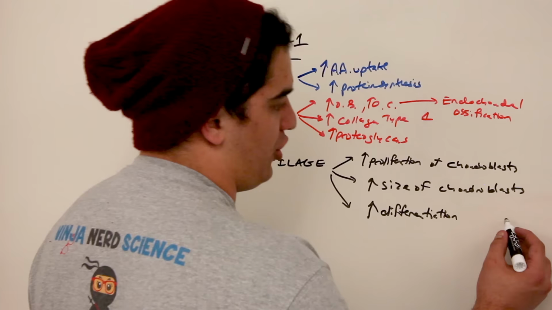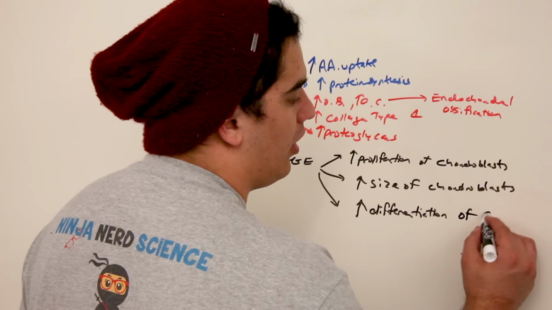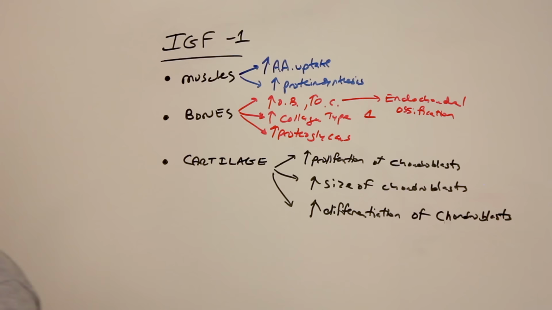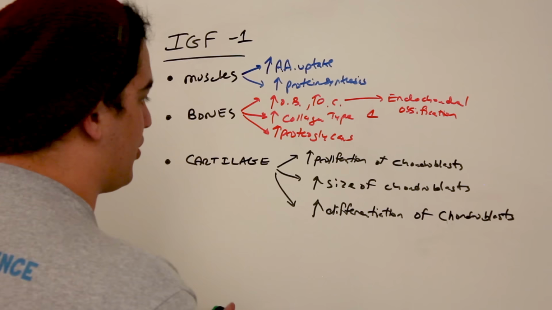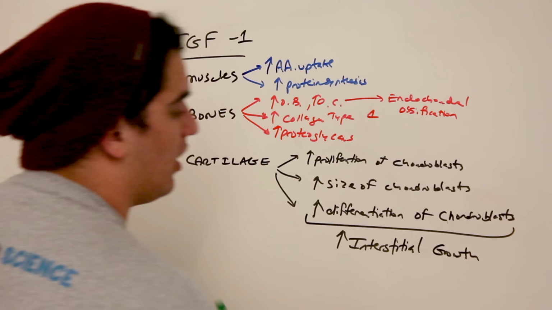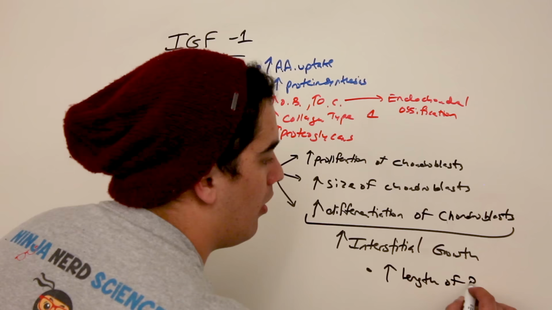So differentiation of, we'll say, the chondrocytes or the chondroblasts, right? So eventually this would actually lead into bone tissue, right? And what's the overall result of this? An overall result was an increase in the interstitial growth. Interstitial growth, which increases the length of the bone. So we could say with this was increase the length of bone.